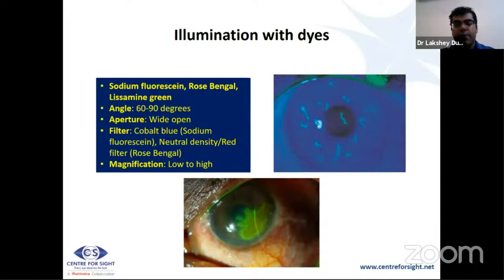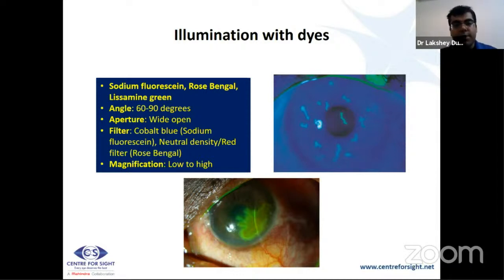So this was brushing up our knowledge about slit lamp examination, because slit lamp is the most important and most helpful tool for clinical examination of cornea. Next part in examination of cornea is illumination with dyes. You should know the most commonly used dyes. There are three commonly used dyes: fluorescein, next is lissamine green, third one is rose bengal.